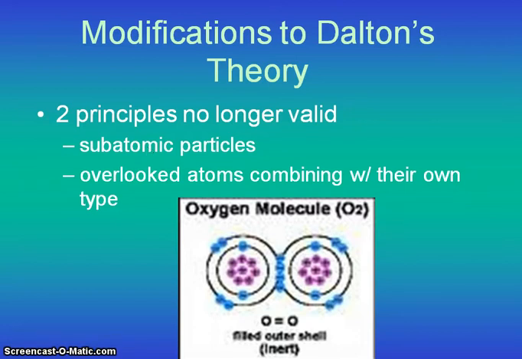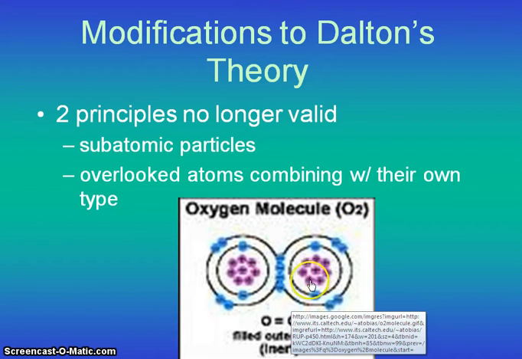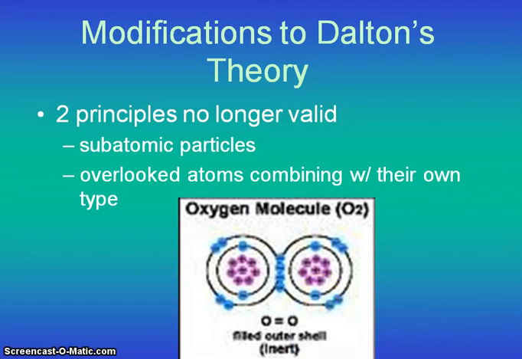Another part that he mentioned was that atoms combine with different types of elements to form compounds, but he didn't state anything about atoms combining with their own type. So for instance, the oxygen molecule O2, oxygen can combine with itself, not just other elements. Those have been just a couple of revisions to Dalton's theory, but for the most part, it still is pretty accurate today.